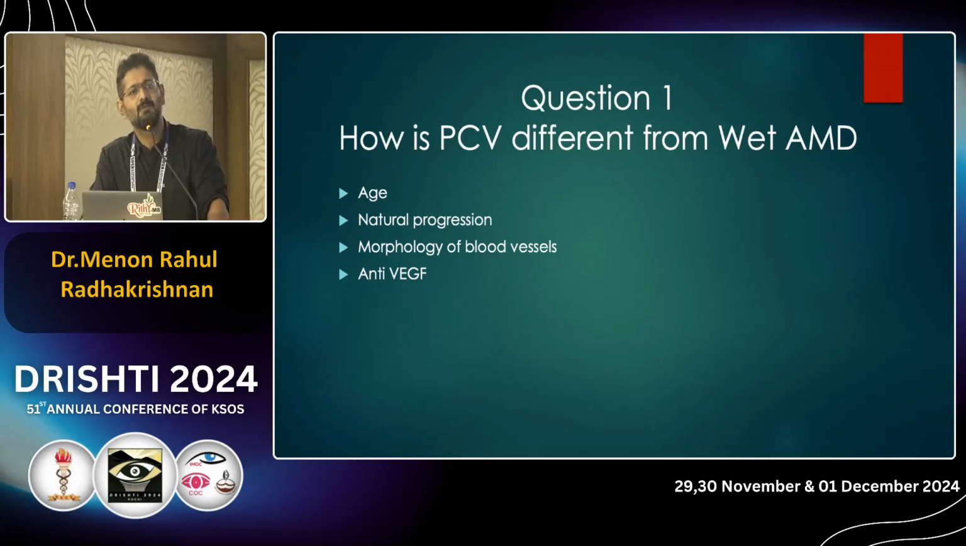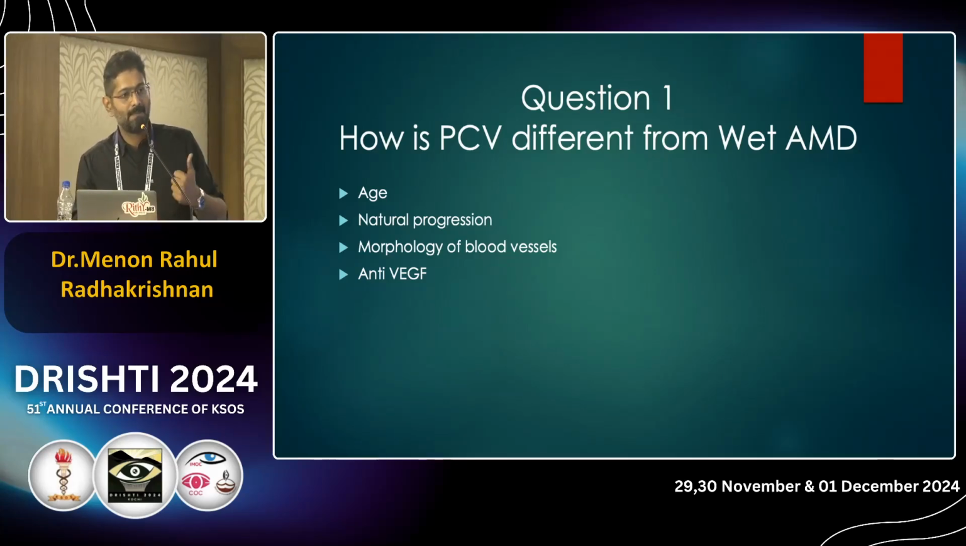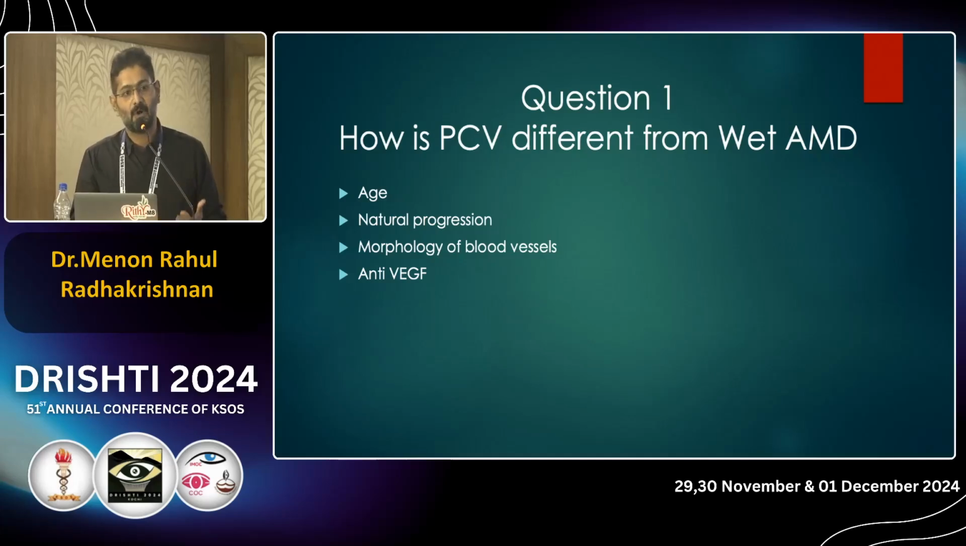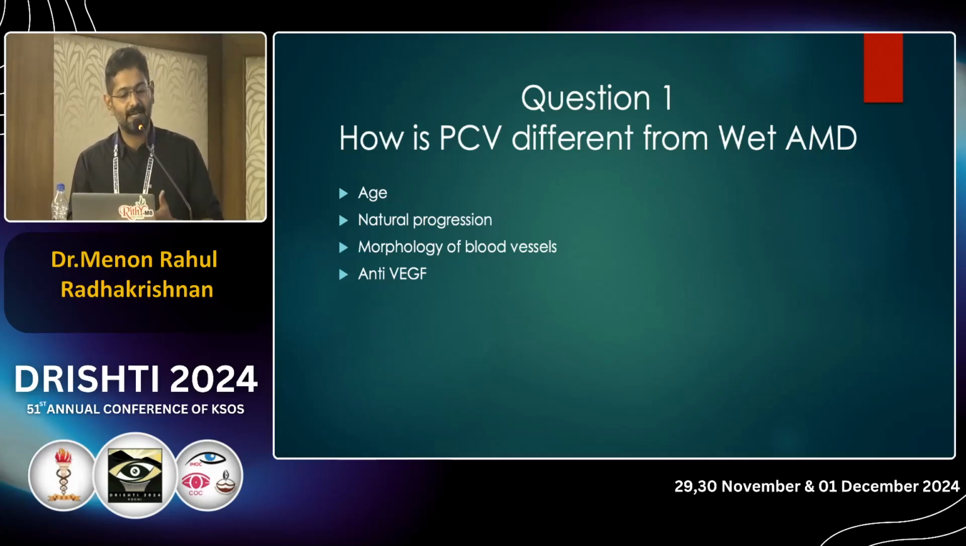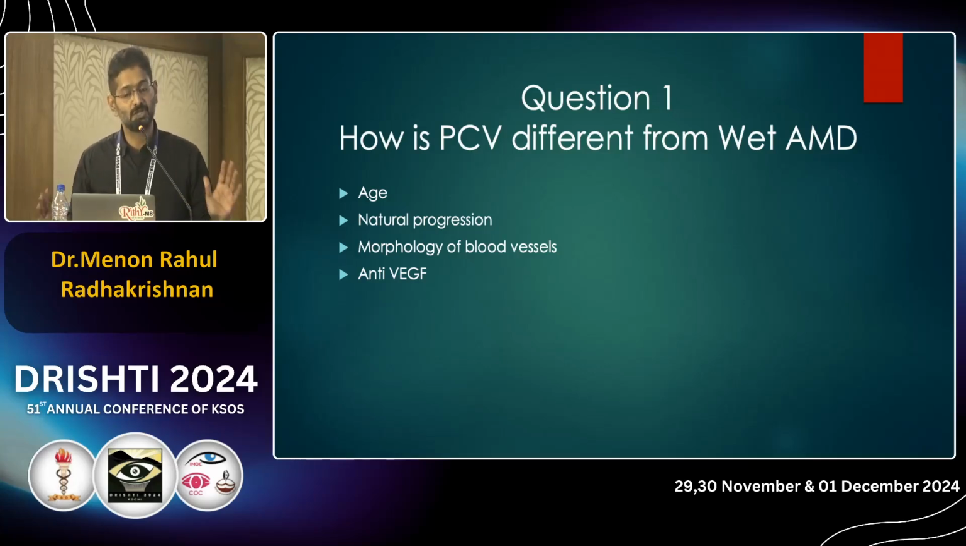Okay, so we always wonder, why do we want to know whether it's PCV or whether it's wet AMD? First, PCV happens to affect the younger population more often than wet AMD, which affects the older population. And if you look at the natural progression of the disease, AMD will usually lead to scarring. So depending on the size of the scarring, the patient will develop a central scotoma. Whereas PCV, if left untreated, most often comes to you with submacular hemorrhage, which will usually be very massive, and the vision loss will be very profound.